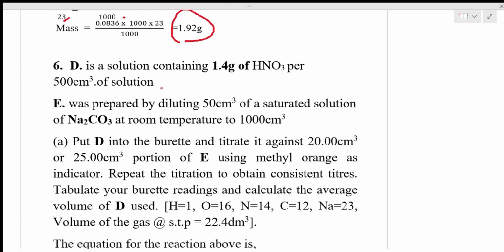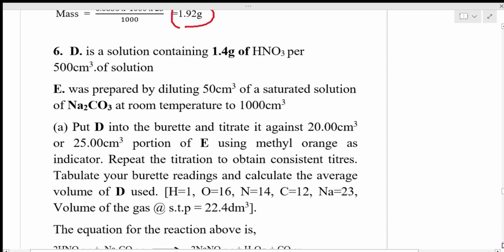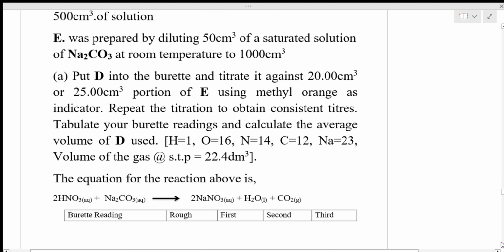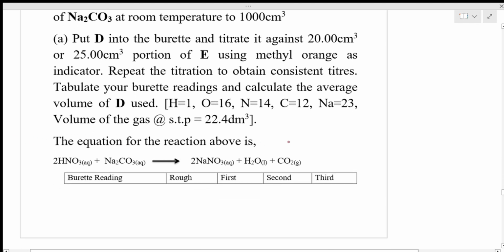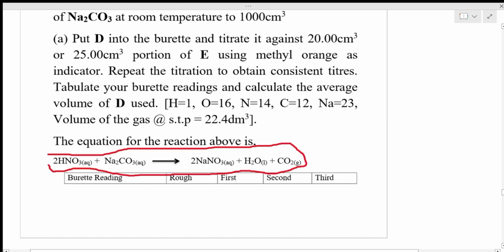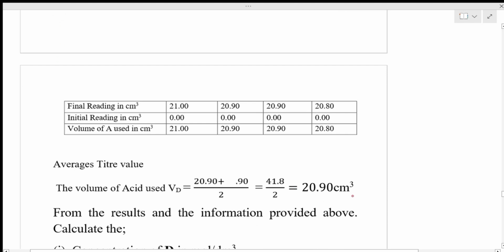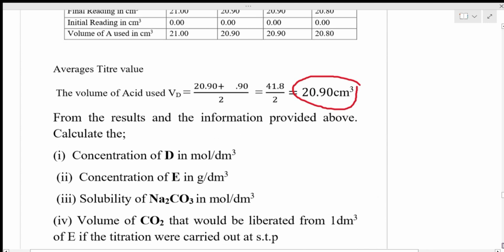All right, while the base was prepared by diluting 500 cm³ of a saturated solution of Na2CO3 at room temperature to 1000 cm³. So when you put the same thing we have been doing, I'll be giving you directives on how to perform the experiment. Okay, the balanced chemical equation is this. That's our ratio of acid to base, which is 2:1. All right. Quickly now, we are using the volume of acid to be 20.90 cm³. Now, let's look at the calculation.